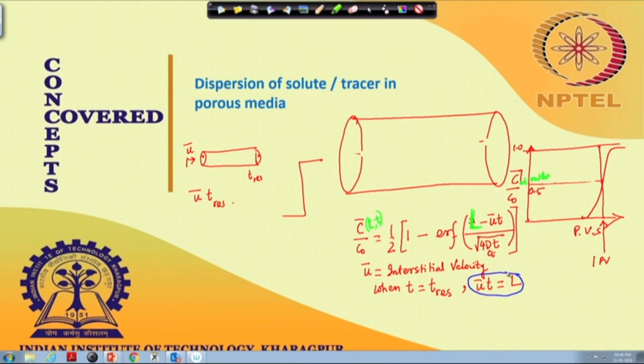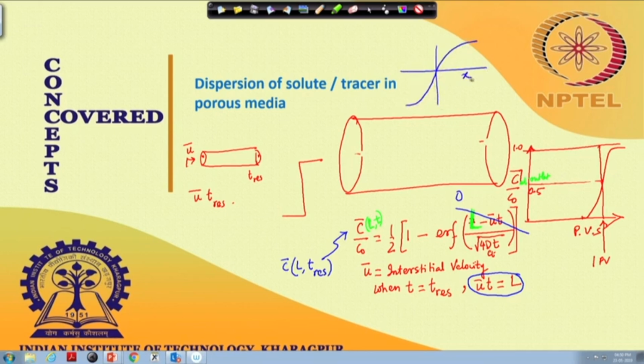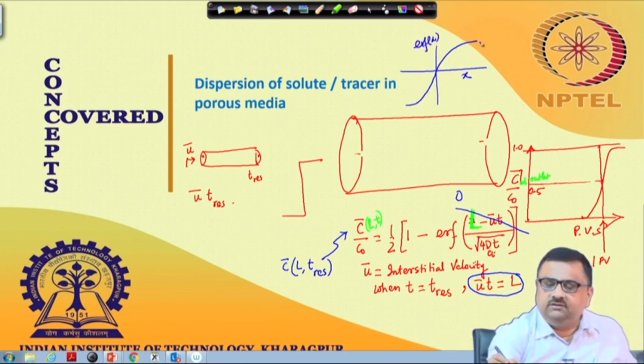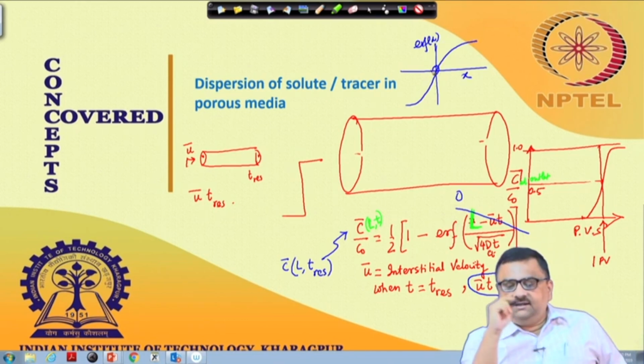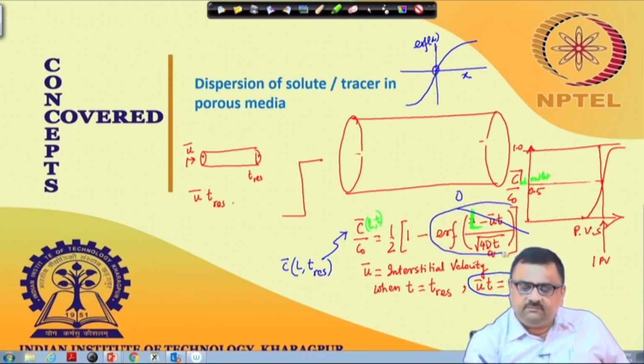So when we are finding C bar at L and t res, at the residence time at the outlet, that would be equal to half into 1 minus this quantity, but then u bar t is equal to L. So L minus u bar t, this whole term becomes equal to 0, and ERF of 0, I have already talked about this ERF function, x versus ERF of x. We know that it goes to 1.0, but at x equal to 0 it would be 0.